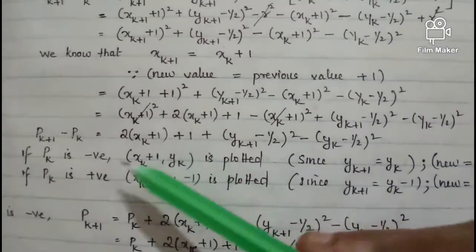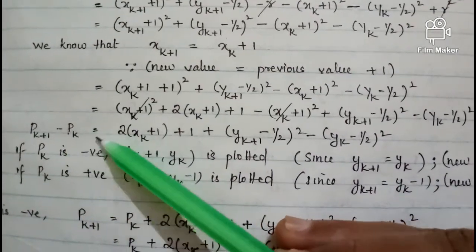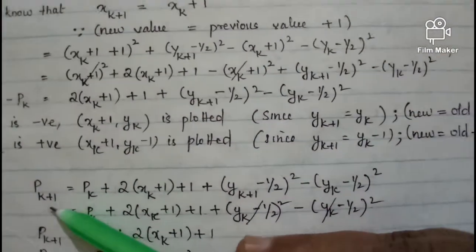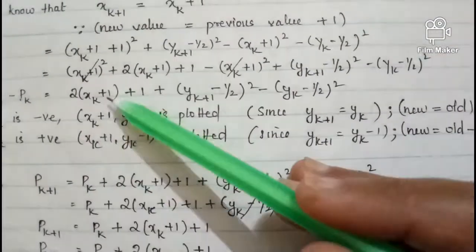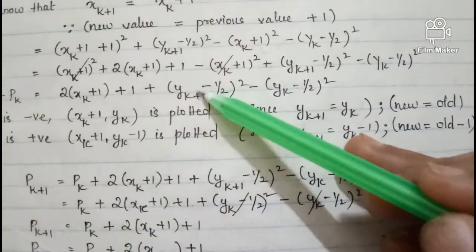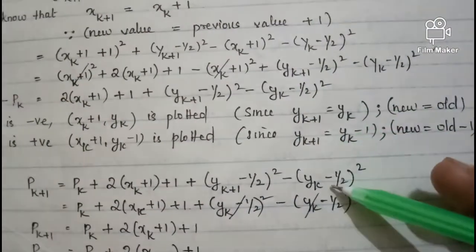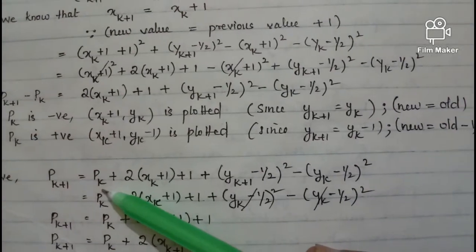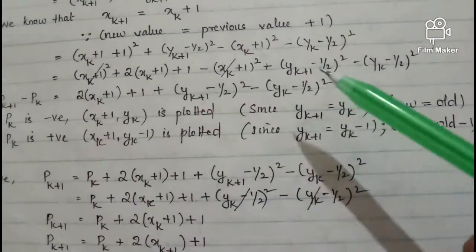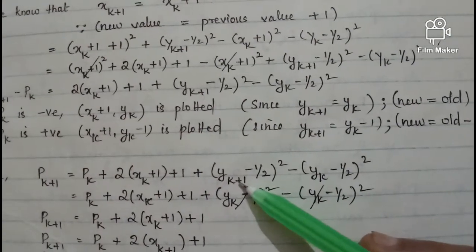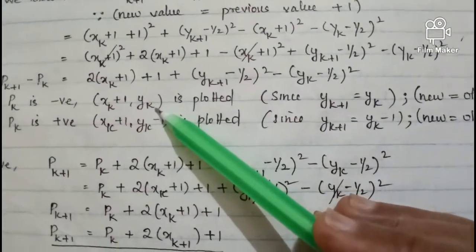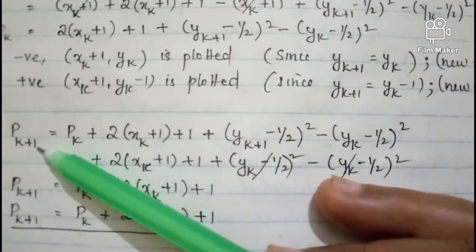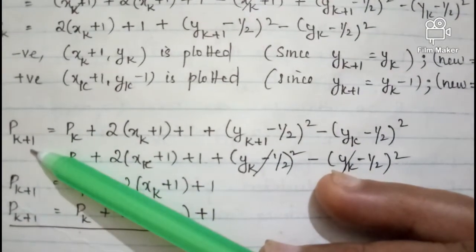Okay, so we are going to substitute the value. From this equation, pk plus 1 minus pk is equal to this whole thing. I am going to take the pk to the right hand side and the equation will become pk plus 1 is equal to pk plus 2xk plus 1 plus 1 yk plus 1 minus half the whole square minus yk minus half the whole square. Now in this equation, if pk is negative, then next value of y will become yk. So I am going to substitute. First I am going to find the value of pk plus 1 when pk is negative.